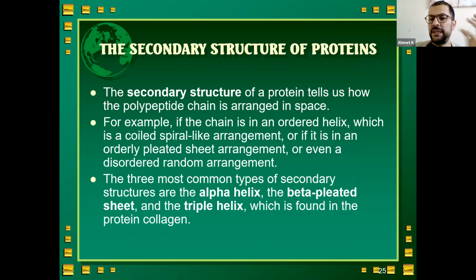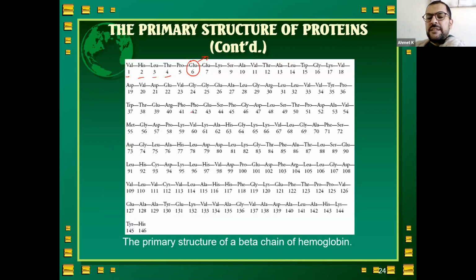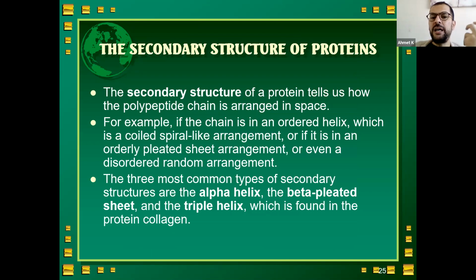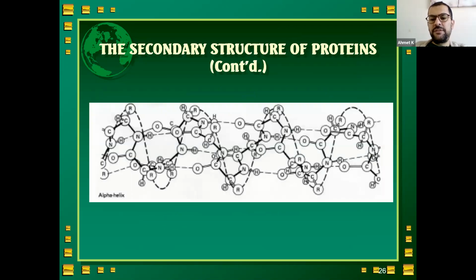So the secondary structure tells how the polypeptide chain is arranged in space. Obviously, this is on paper, right? This is actually a molecule, and I'm just putting the name here, but as we've seen in 3D, this is going to be in 3D space. So the secondary structure is telling us how this polypeptide chain is arranged in space, okay? And if you look at it, you're going to have different types of secondary structures, such as alpha helix, beta pleated sheet, or triple helix.